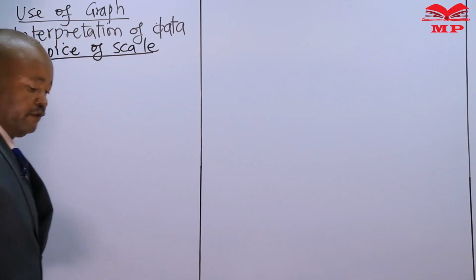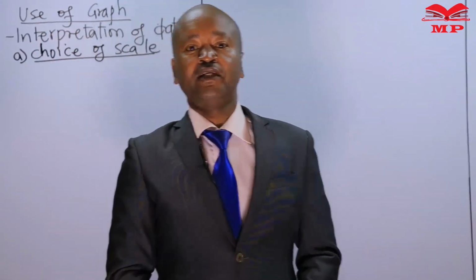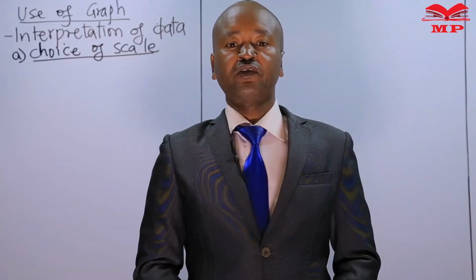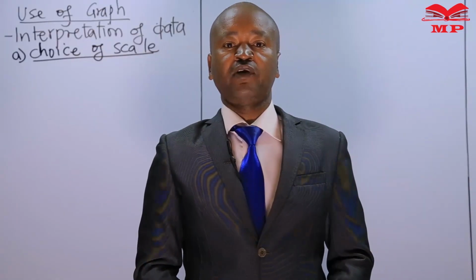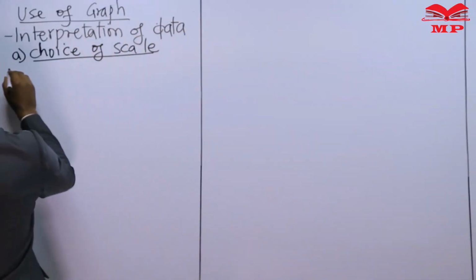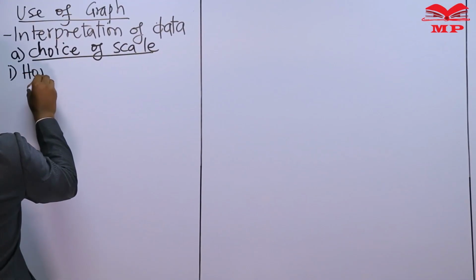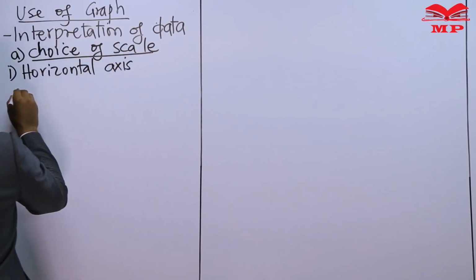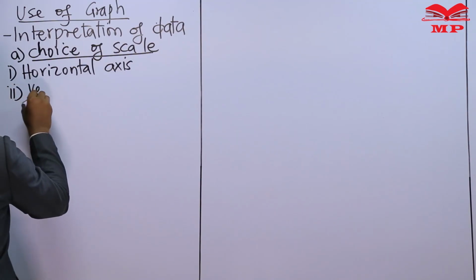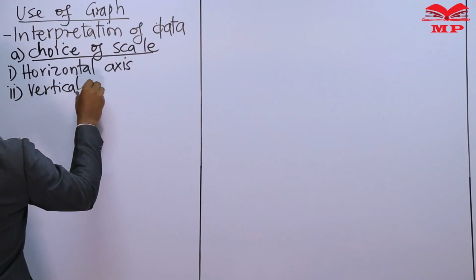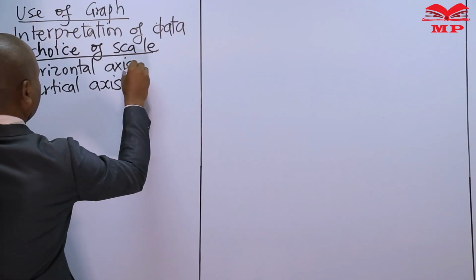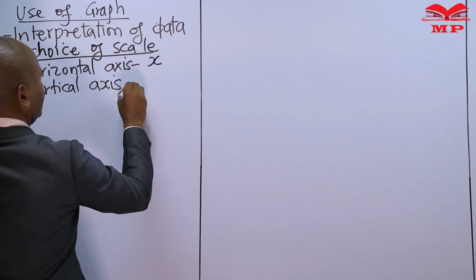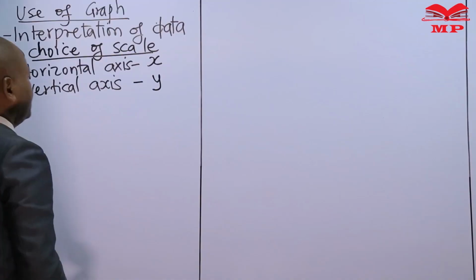So there are a few things that the learner should consider while choosing the scale. We have two parts of the graph. We have the horizontal axis and the vertical axis. So under the scale, the learner must consider the horizontal axis and then also should look at the vertical axis. This horizontal axis is the one that is referred to as the x-axis, and this one is referred to as the y-axis.